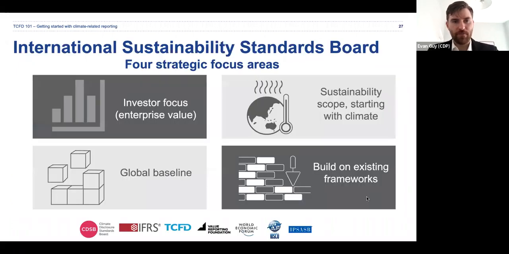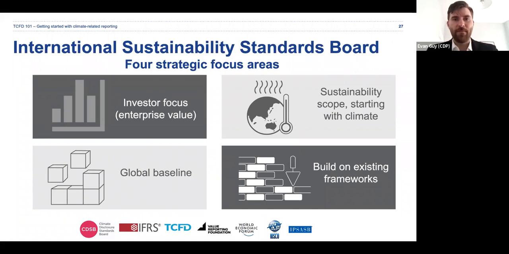But what's important to highlight is that TCFD reporting is really feeding into a global standard for climate disclosure. The work on international standardization to simplify and create a baseline of climate reporting is being led by the IFRS Foundation. In November 2021, the IFRS Foundation announced the creation of a new International Sustainability Standards Board, tasked with developing a comprehensive baseline of high quality sustainability disclosure standards.